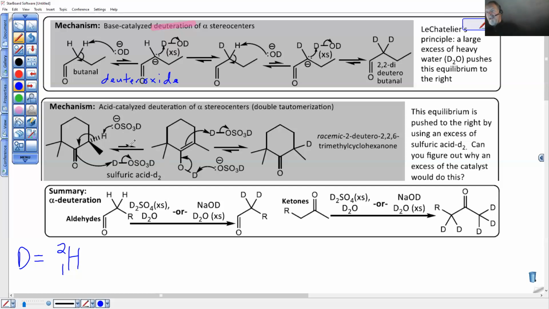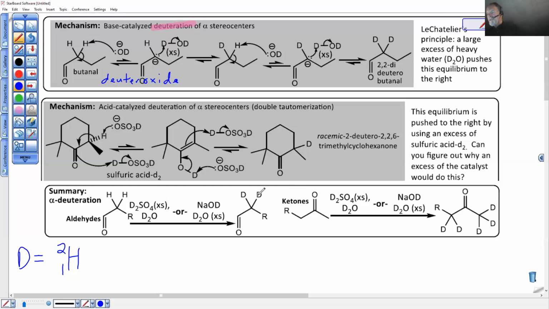And this is the other mechanism from the previous page. The base grabs the H, sigma becomes pi, and you get an OH enol. I guess you'd have to call it a deuterol. And then the reverse tautomerization gives you your deutero species.